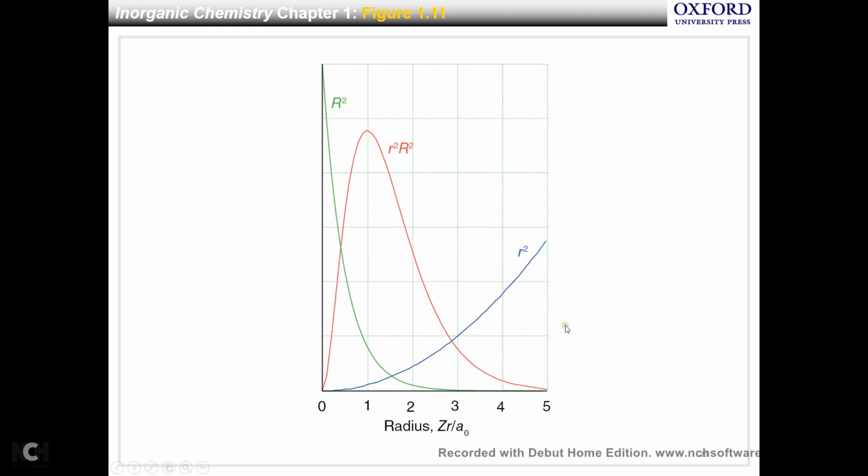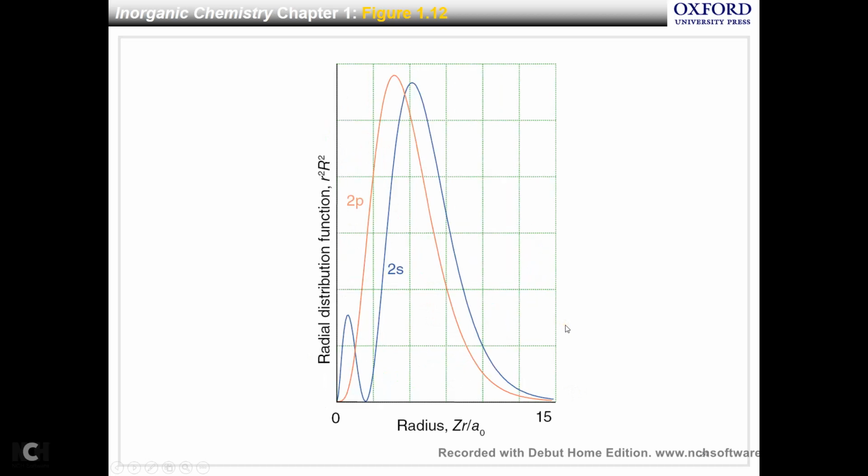This is the comparison between 2s and 2p, and later you will see the so-called penetration effect of the 2s orbital. You see a significant probability of finding the 2s electrons very close to the nucleus, and then the attraction between the nucleus and the 2s electrons is greater than the attraction between the nucleus and 2p.